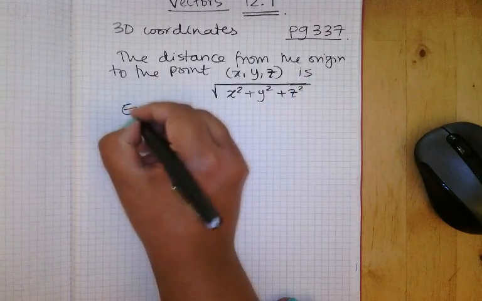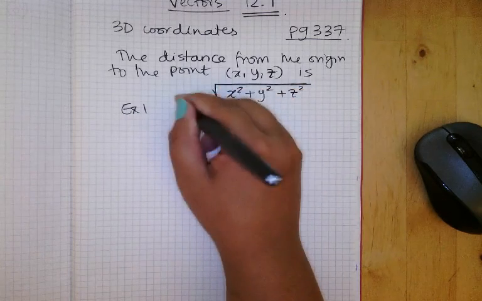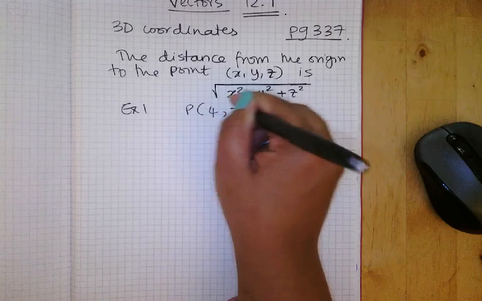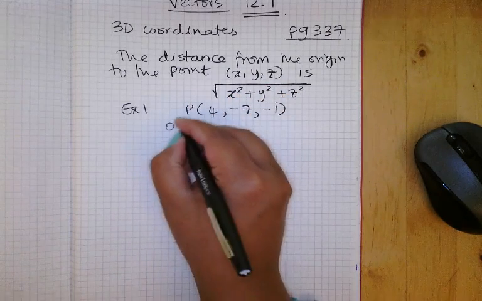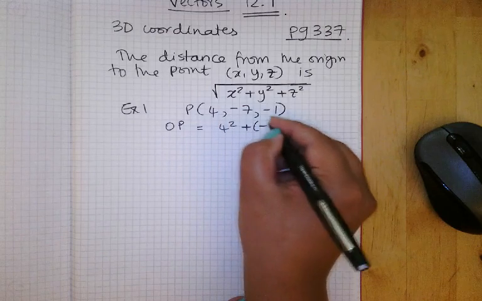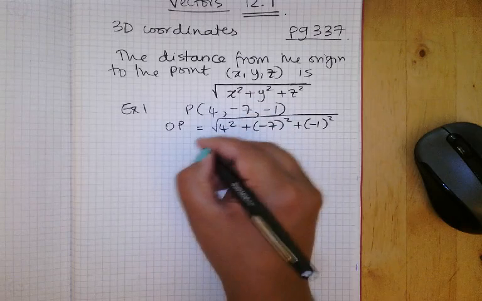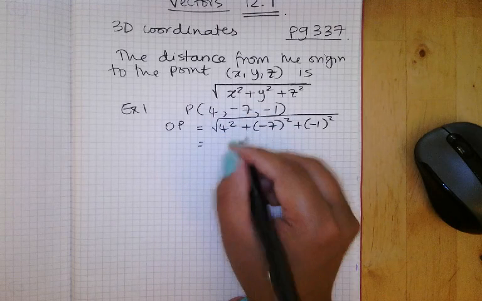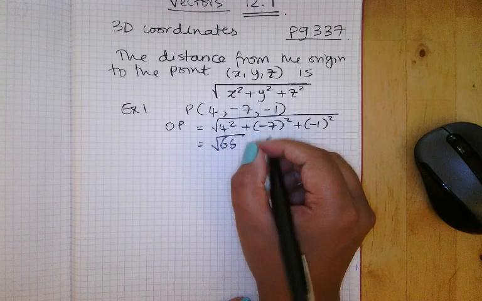So the first example is find the distance from the origin to the point P, and that point is 4, minus 7, minus 1. And if I wanted to find that distance, that would be OP, and I would simply just do this. Okay, so that's just the first example.